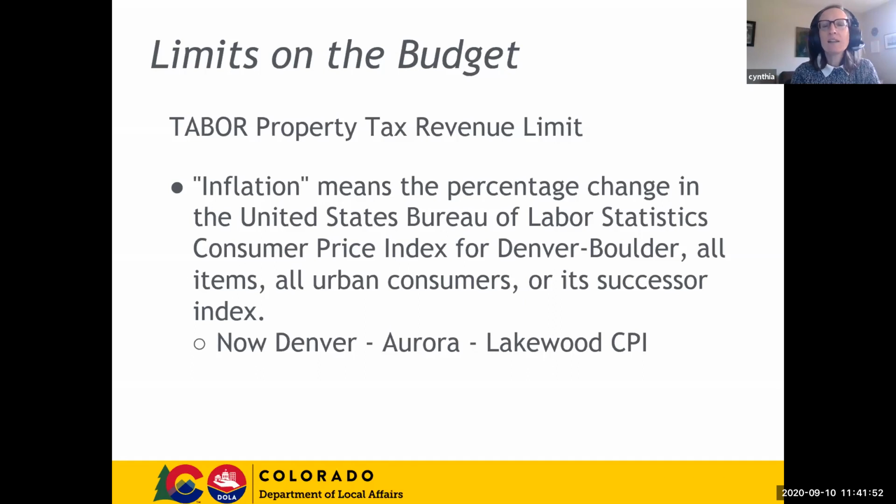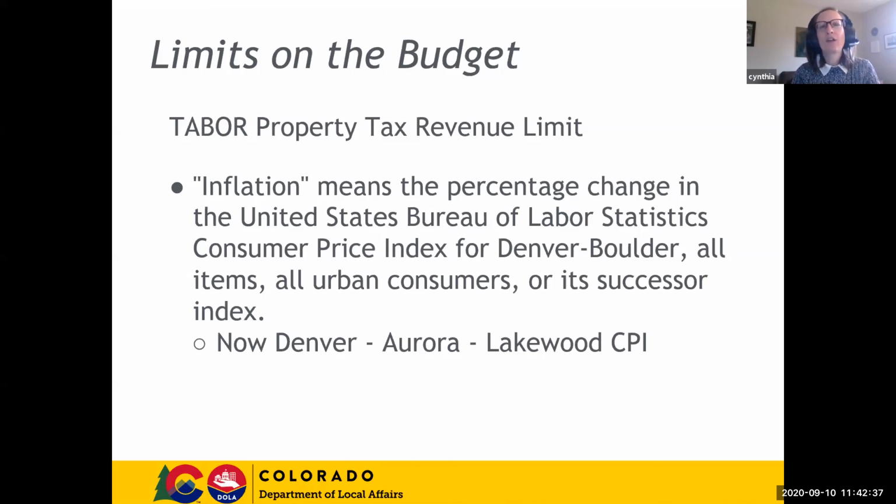Well, the BLS won't publish what the 2020 CPI is until February, March of 2021. We know that the budget is long adopted by then. It has to be adopted by December 15th. So what to do? What we think most local governments do is use one of those forecasts from the Office of State Planning and Budgeting or Legislative Council. And then when the BLS publishes the actual inflation number, they will true up and see if they need to refund in the next year.